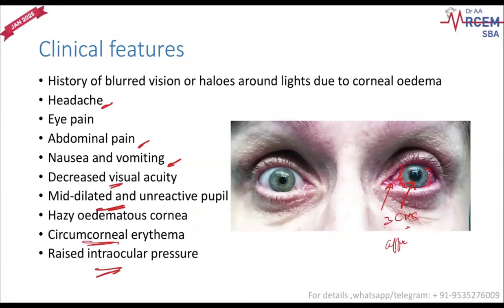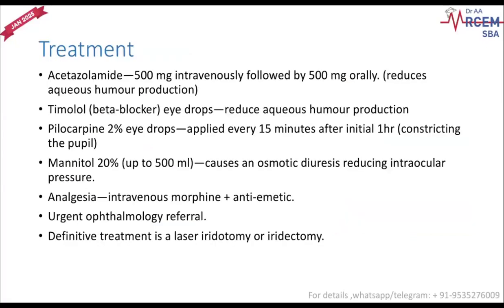Sometimes loss of visual acuity might be seen, decreased visual acuity, then complete blindness will be seen. This is a true emergency. Intraocular pressure needs to be reduced. For reduction of intraocular pressure, you can use acetazolamide, mannitol is available, beta blockers are available. There are 3 drugs which will help you to reduce the intraocular pressure.